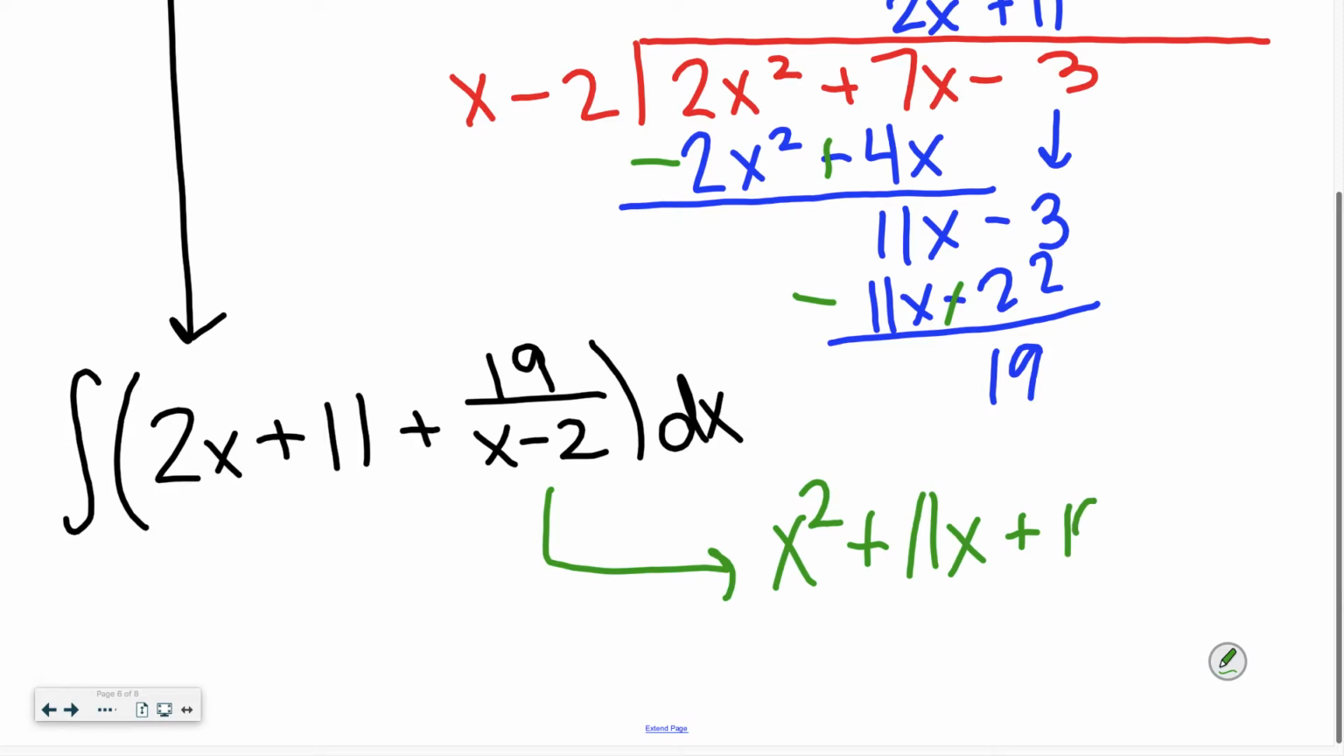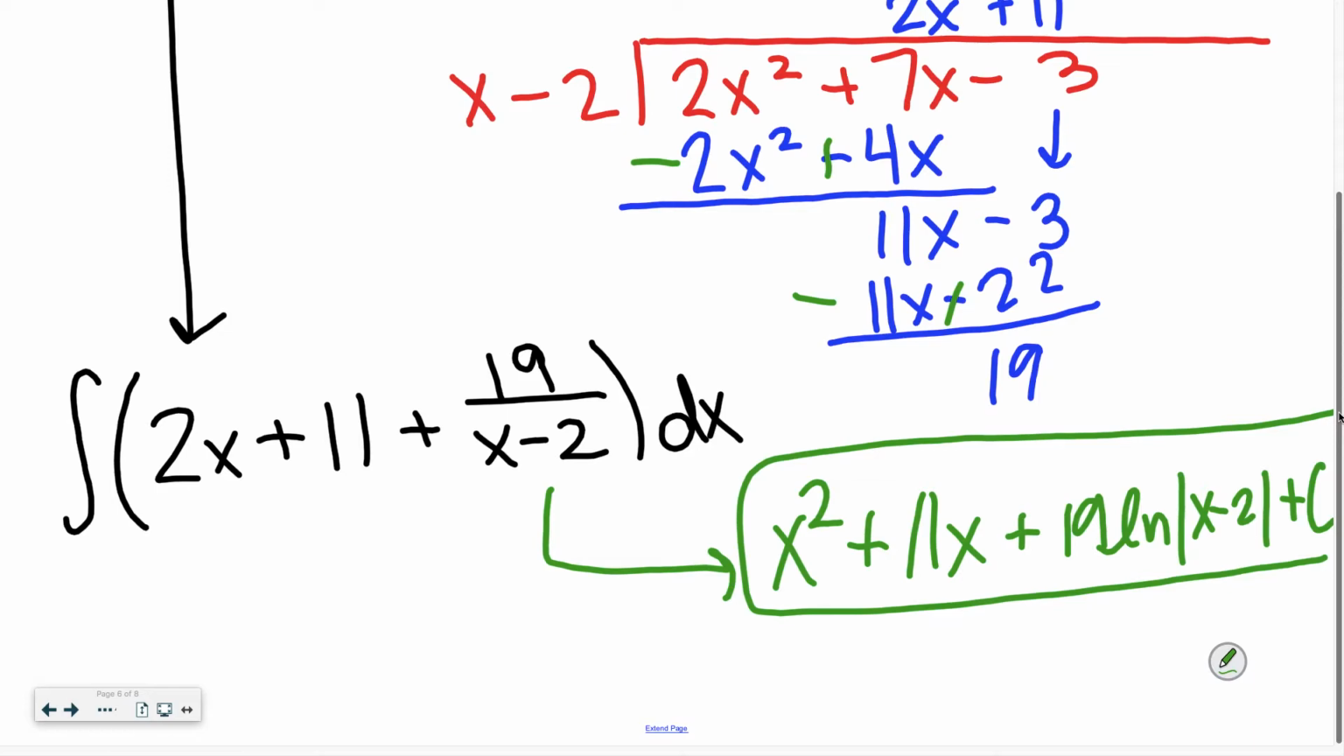antiderivative is just 19 times the natural log of the absolute value of x minus 2. So there's a shortcut. How do we know that? Well, if the antiderivative of 1 over x is the natural log of x, it's the same thing. We throw an x minus 2 in there. We don't really have any chain rule to worry about because the derivative is 1. We can go ahead and do that without your substitution.